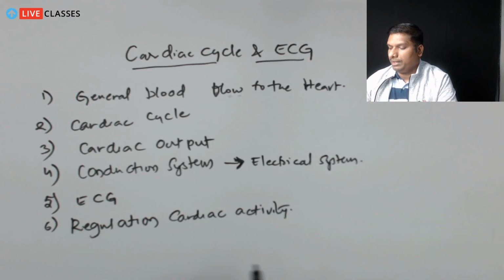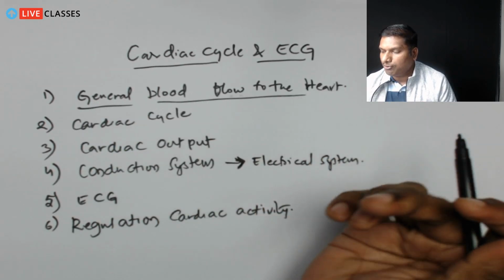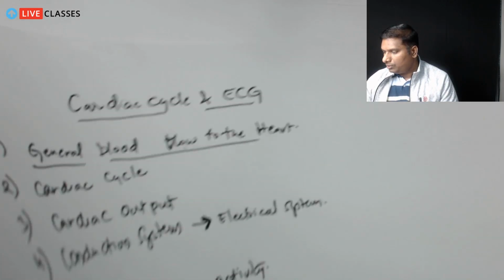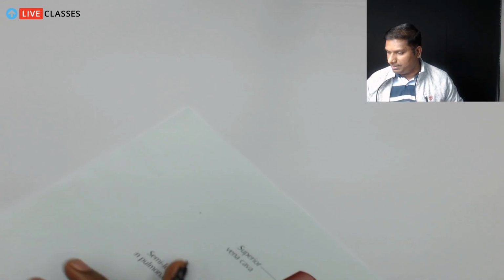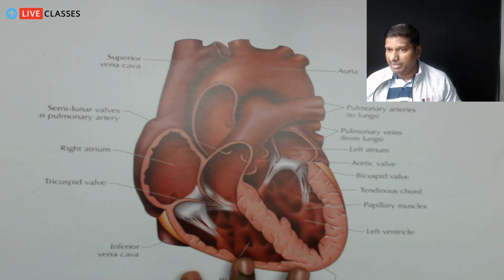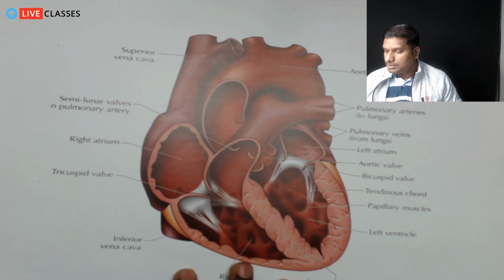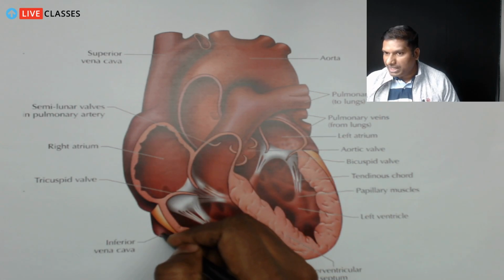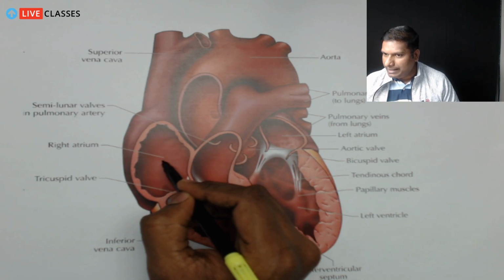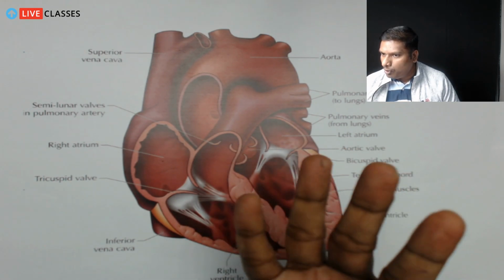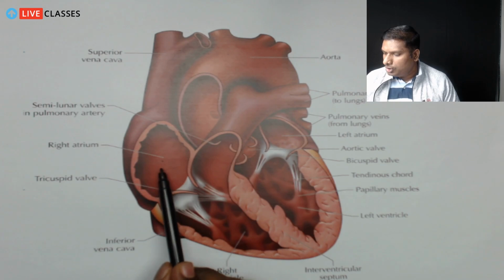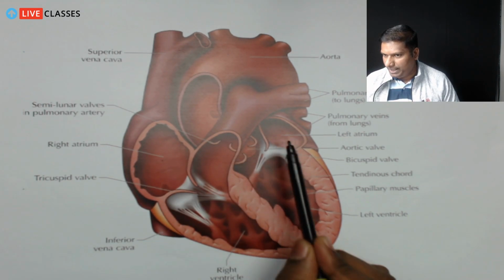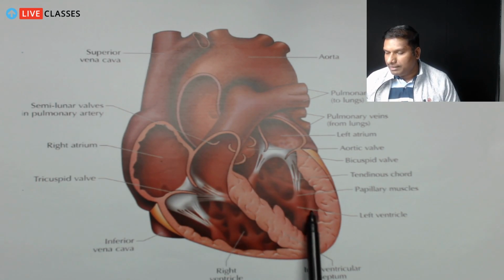Before talking about the general blood flow to the heart, we'll very quickly talk about the structure of the heart, just to refresh your memory so that you understand the topic better. A quick recap: you have the superior vena cava coming from the top and the inferior vena cava coming from the bottom, both opening into the right atrium. You already know that humans have a 4-chambered heart: the right atrium, left atrium, right ventricle and left ventricle.